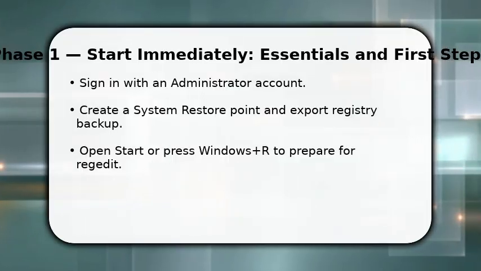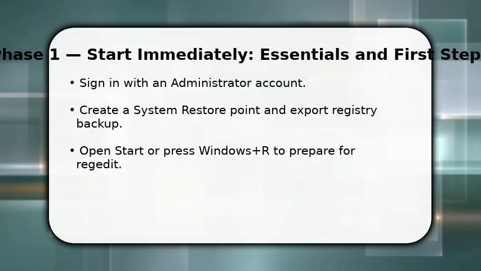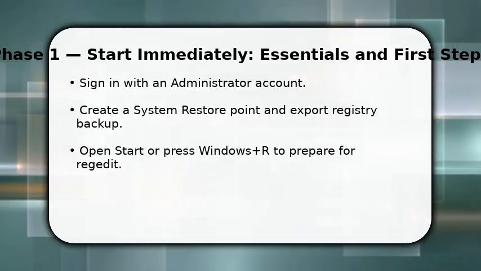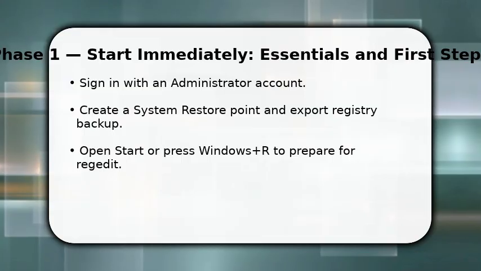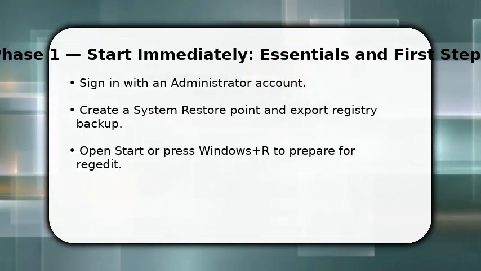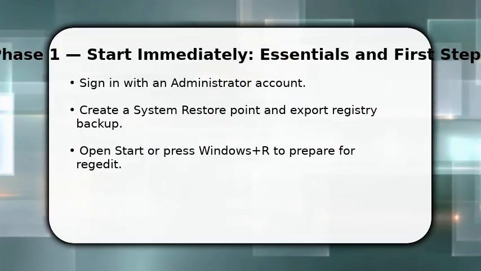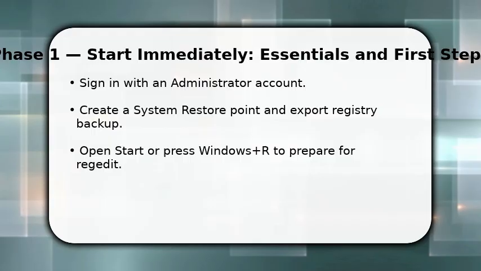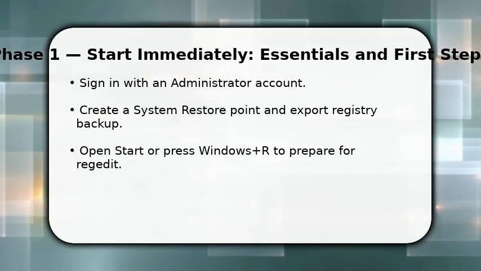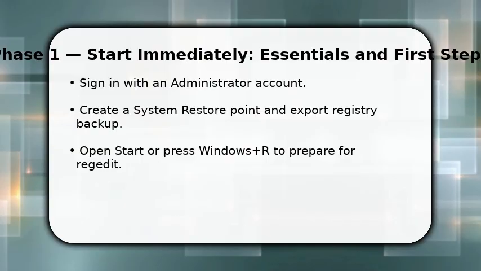You need admin rights and a backup before you change anything. First, create a system restore point and export the registry key you intend to edit. This makes recovery simple. Once done, press Windows plus R or open Start and type regedit. When User Account Control prompts, approve it. This gives regedit the permissions it needs.